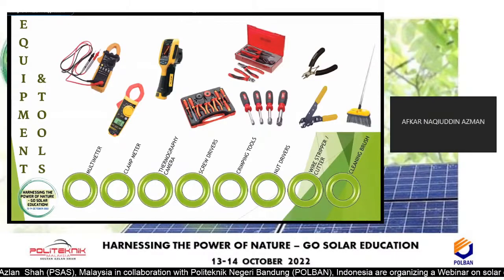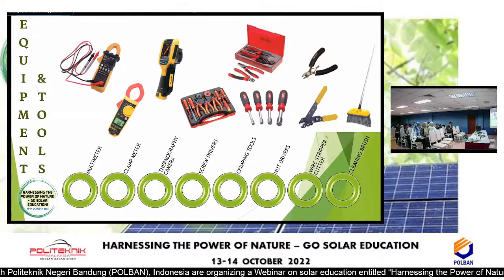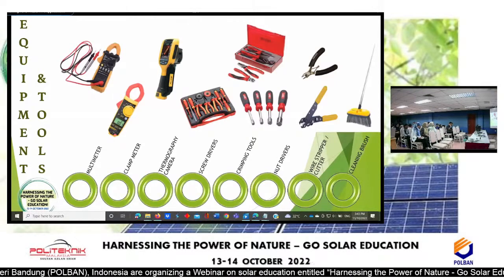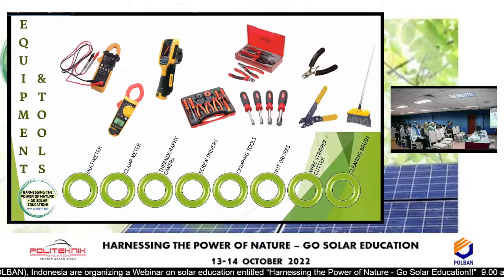And also for the solar system, we need to make sure the solar panel is always in good condition, especially the surface must be very clean. So we have another item which is very important when we are talking about the solar panel. We have to have a cleaning brush for cleaning the solar panel. So these are some basic equipment that we usually bring along when doing the routine inspection on the site.